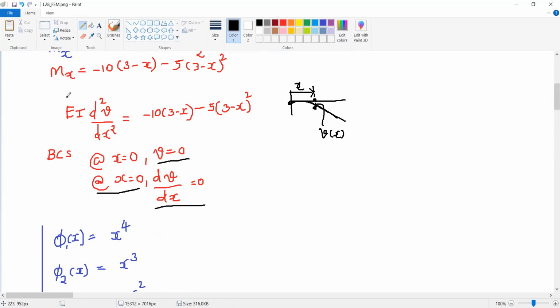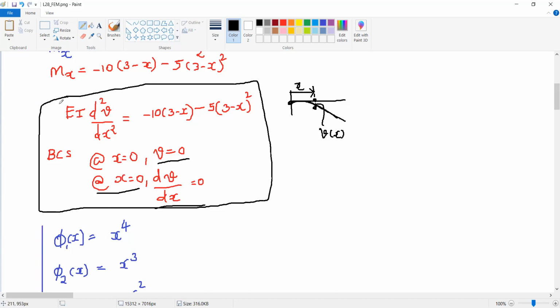So we have been given two boundary conditions for a second order linear ordinary homogeneous differential equation, and we have to solve this equation to get the variation of v of x as a function of x.